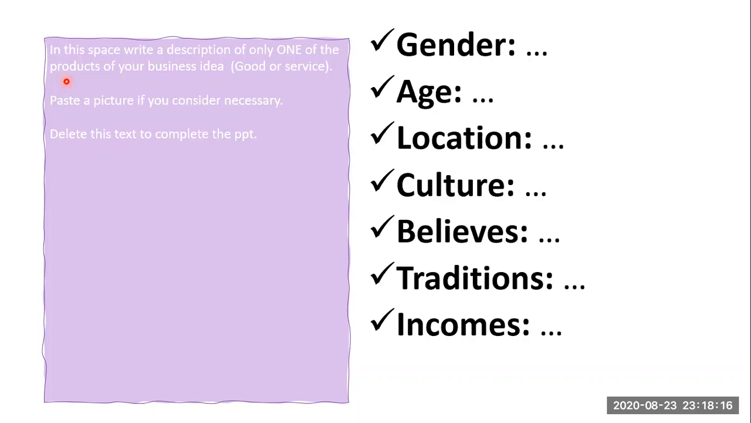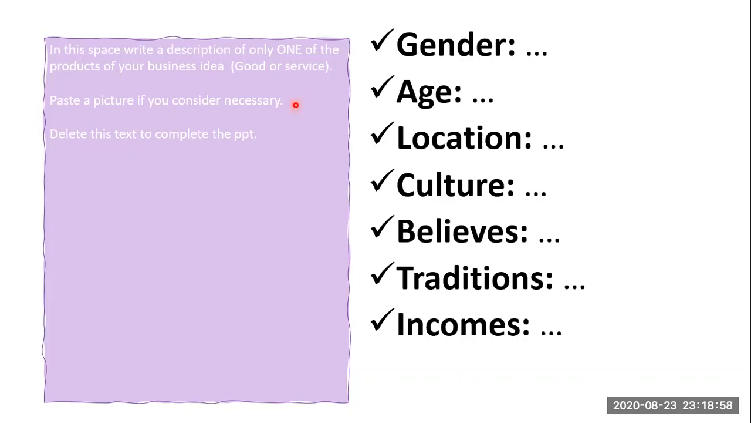If you have, for example, a business about clothes, I don't need a whole store here, only one piece of clothing, maybe one shirt or one pair of shoes, that's it. Okay, only one. And here I include this, paste a picture if you consider it necessary. So if you already want to paste a picture of your idea, like if it's a pair of jeans, for example, you can paste your product here. That will help me a lot, actually. So if you can do it already, do it.